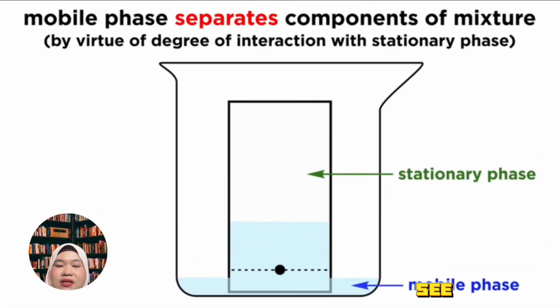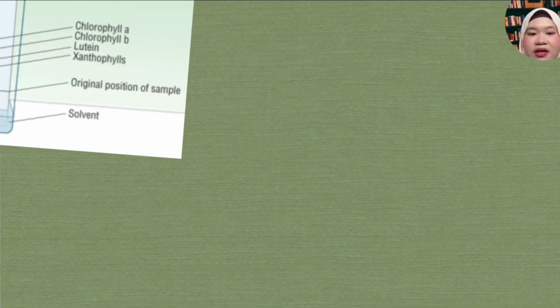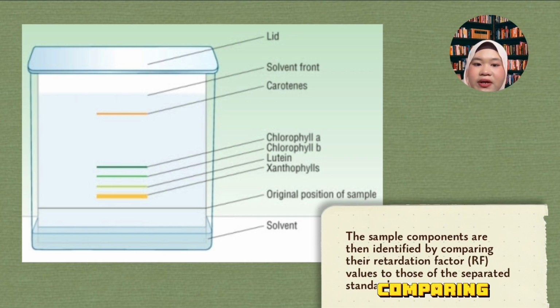From this picture, we can see that the TLC plate is the stationary phase and the solvent is the mobile phase. So let's move on to the next slide. From here, we can see the TLC plate that has been spotted with the sample at the baseline, and the TLC plate has been soaked with the solvent. The mixture of components moves at different rates because this TLC plate has adsorbent material, which is aluminium oxide or silica. After the TLC plate has dried, the sample's components are identified by comparing their retardation factor, Rf, values to those that have been separated with standards.